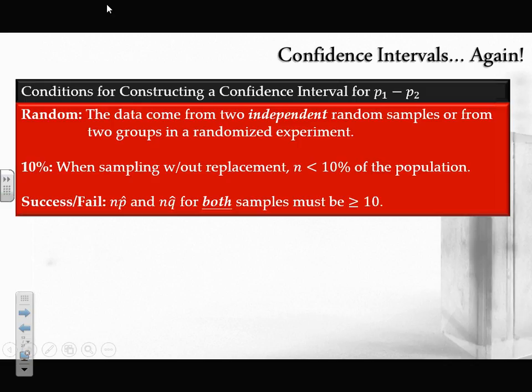Okay? And then finally, that success/fail, or what we call the large counts condition. So this is the success/fail, or your book calls it the large counts. On this one, n p hat and n q hat for both samples need to be larger than 10. So you need to check n p and n q for sample 1, check n p and n q for sample 2, and make sure that they're all at least 10.